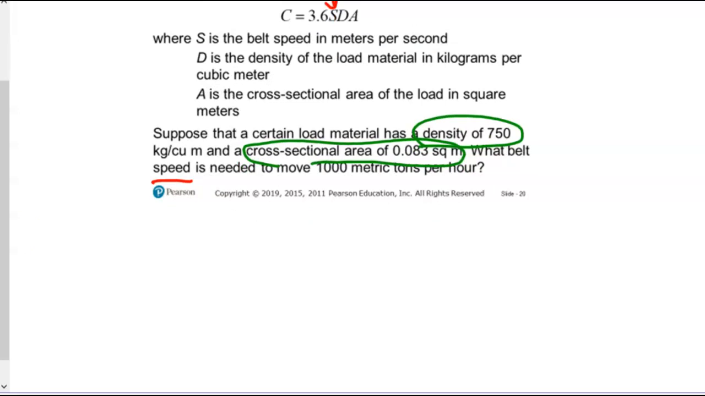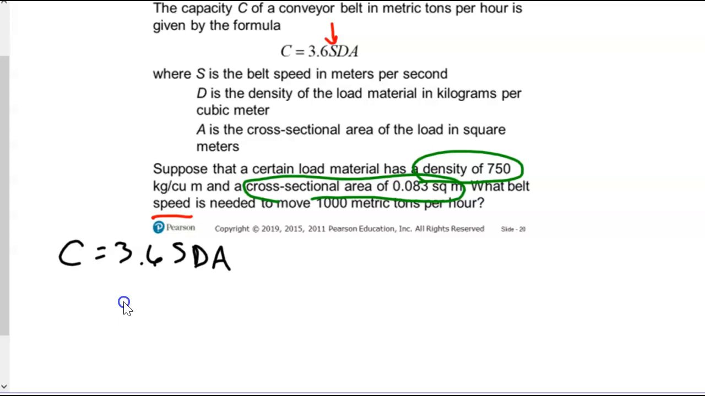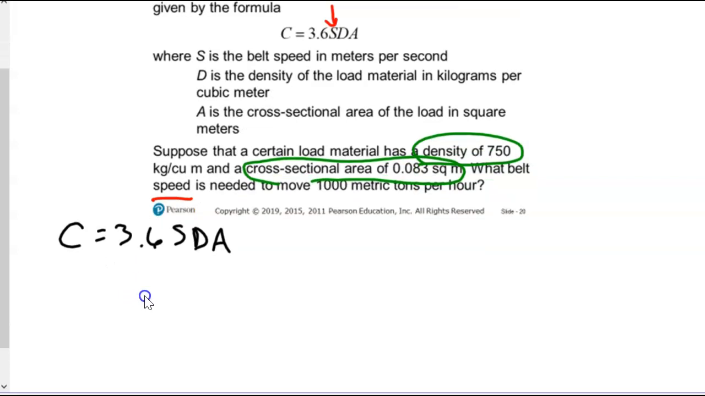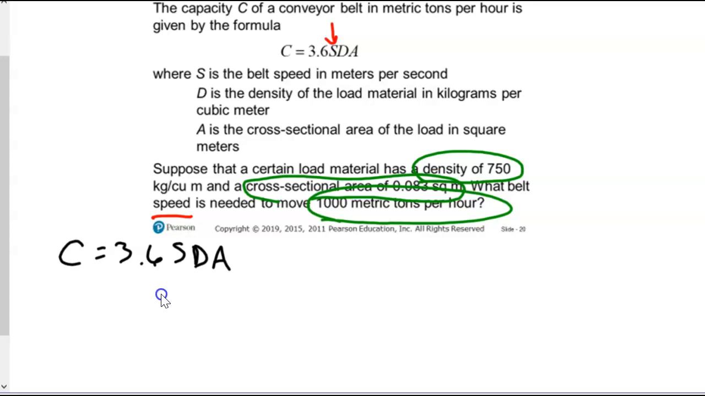Again, I like to bring down my formula so that I can work with it: C equals 3.6 times S times D times A. And so let's substitute what we know. Actually, just a second, I forgot something that we already know about this problem, and that is that we need to move 1,000 metric tons per hour. That's the rate for the conveyor belt in metric tons per hour.